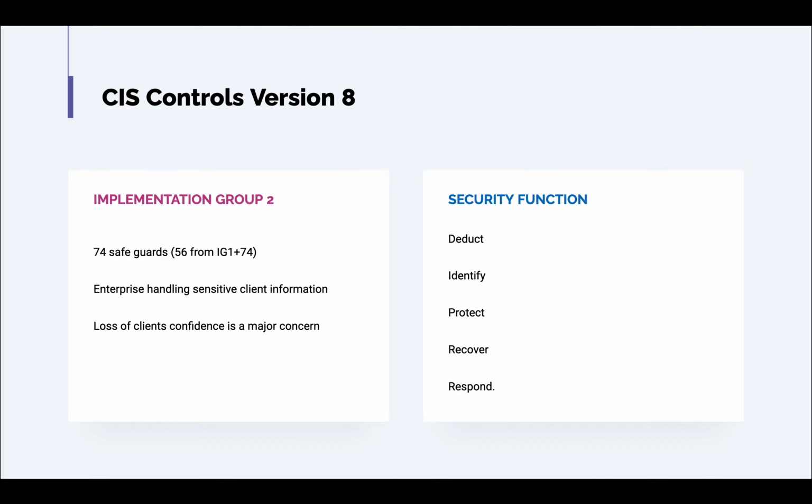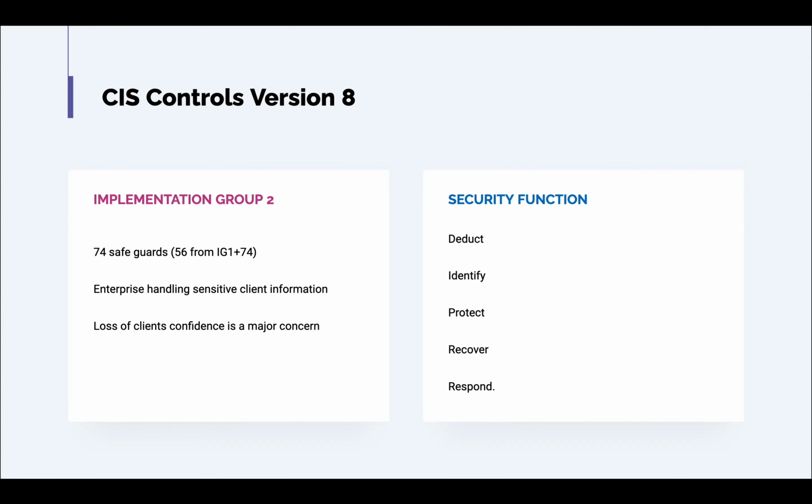IG2 enterprises employ individuals who are responsible for managing and protecting IT infrastructure. These enterprises typically support multiple departments with differing risk profiles based on job functions and missions. Small enterprise units may have regulatory compliance burdens. Implementation Group 2 enterprises often store and process sensitive client or enterprise information and can withstand short interruptions of services. A major concern is the loss of public confidence if a breach occurs.